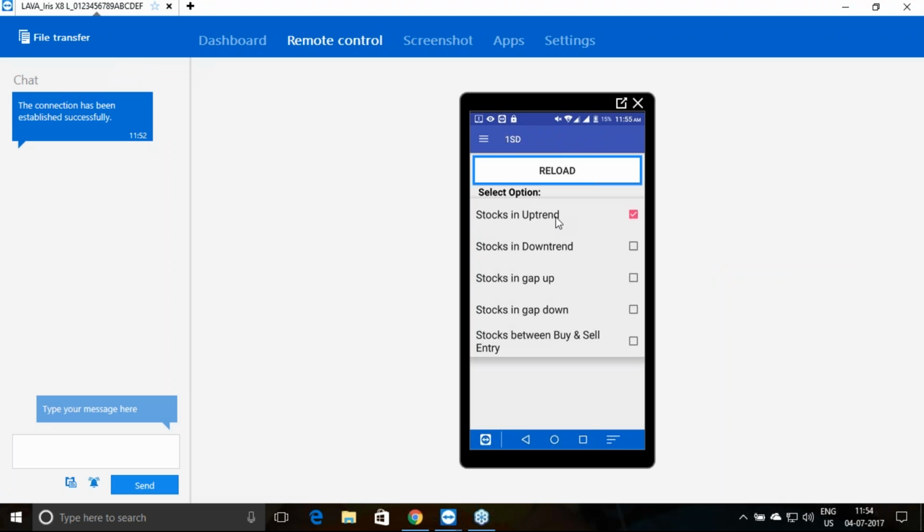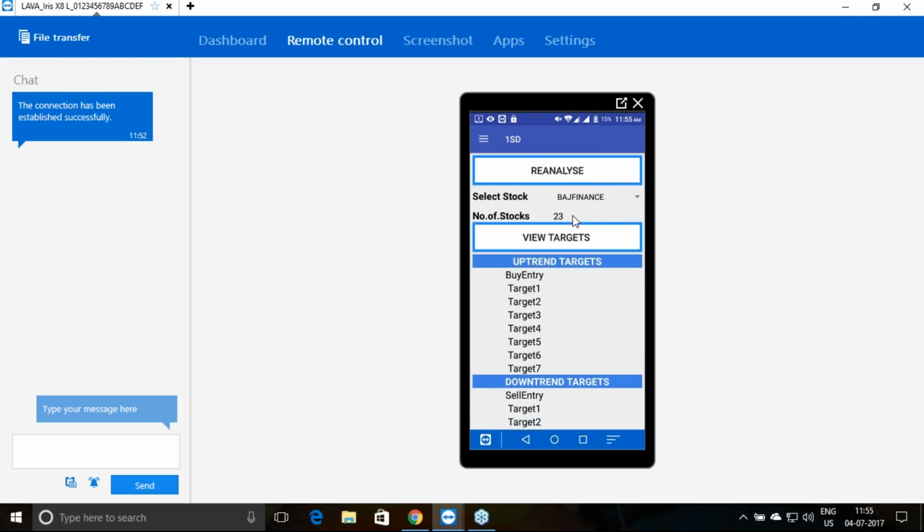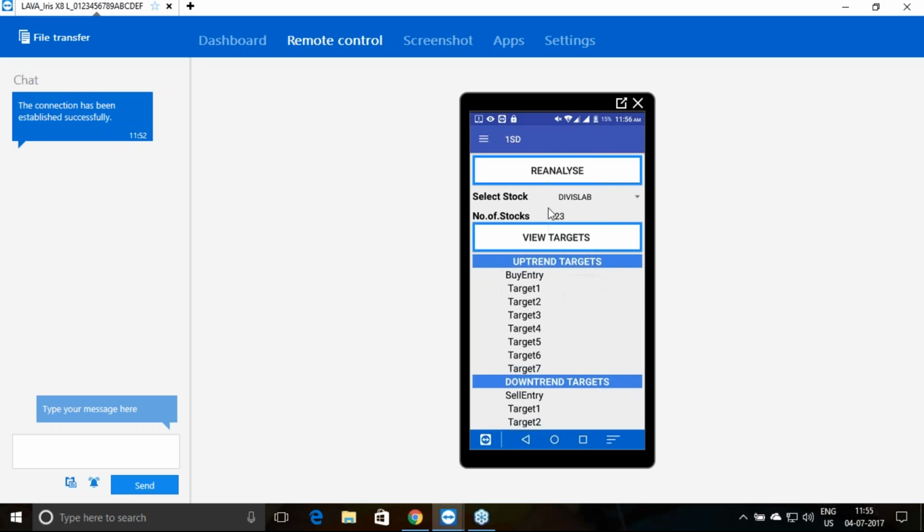However, these groupings are done based on the opening. So I will look at the stocks in the uptrend. It is telling me 23 stocks have given an uptrend, and this is the list of those stocks. I have just clicked Divi's Lab, and I'll get the targets. It is telling me 676.8, so above 677 it is the uptrend.